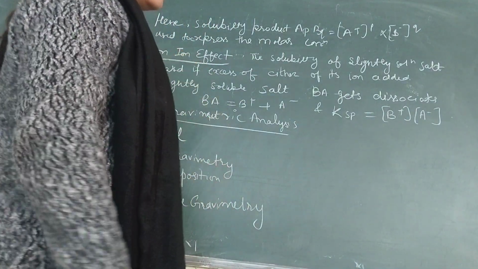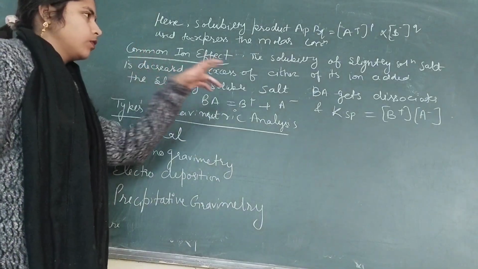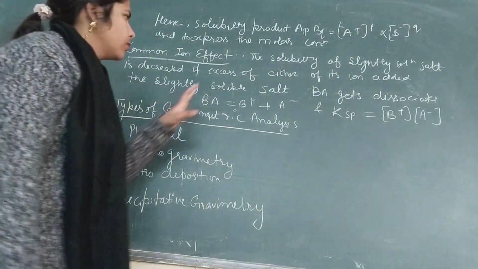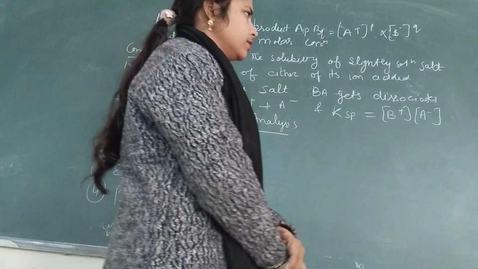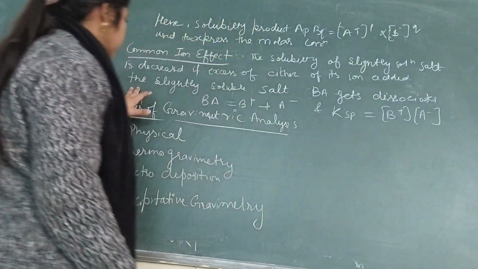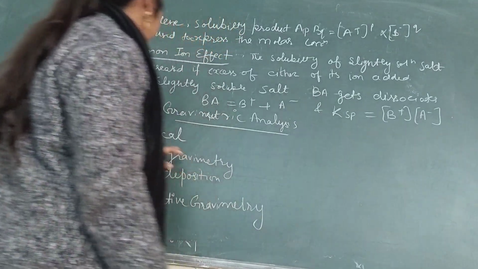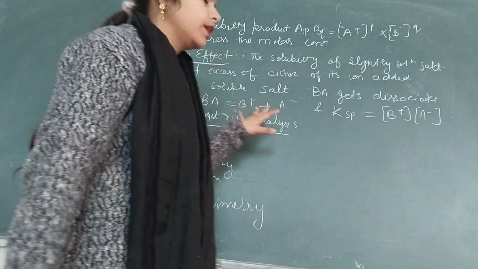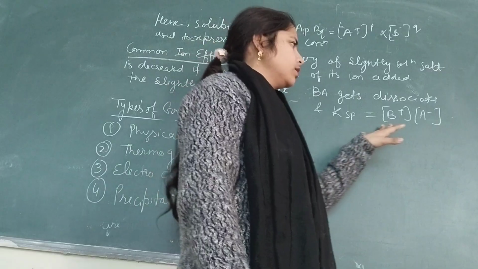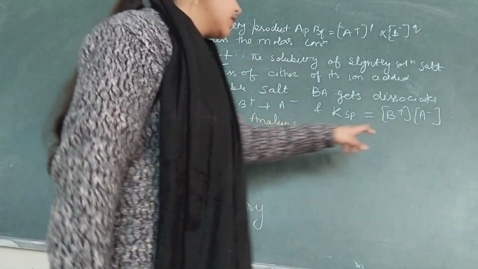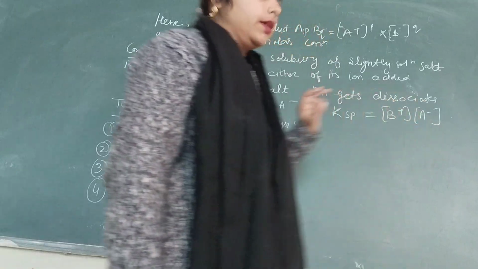Common ion effect. The common ion effect is that the solubility of a slightly soluble salt is decreased if an excess of either of its ions is added, when the slightly soluble salt BA dissociates. BA is equal to B positive plus A negative, and Ksp is [B positive] times [A negative], that is B cation and A anion.